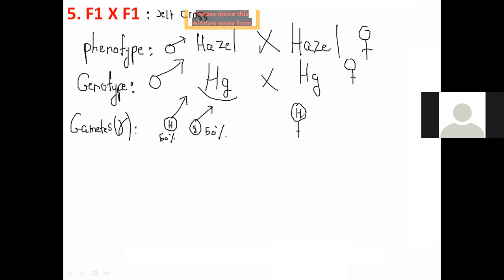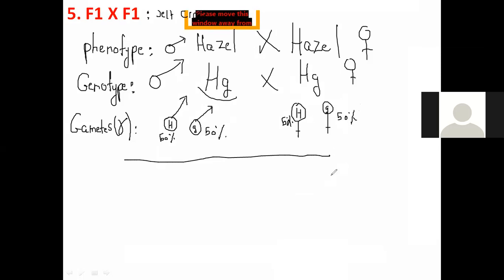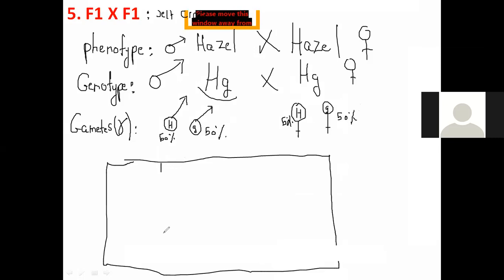H capital, 50%, and G, not capital, also 50%. So both of them are 50%. Let's move now. After the gametes, we have to move to the table of cross. The table of cross should be drawn using a pencil and a ruler, and should be filled using a pen.